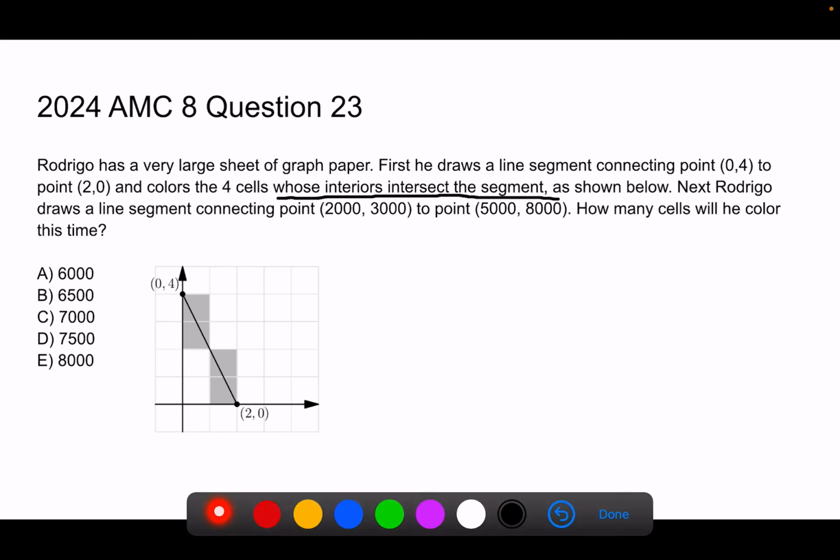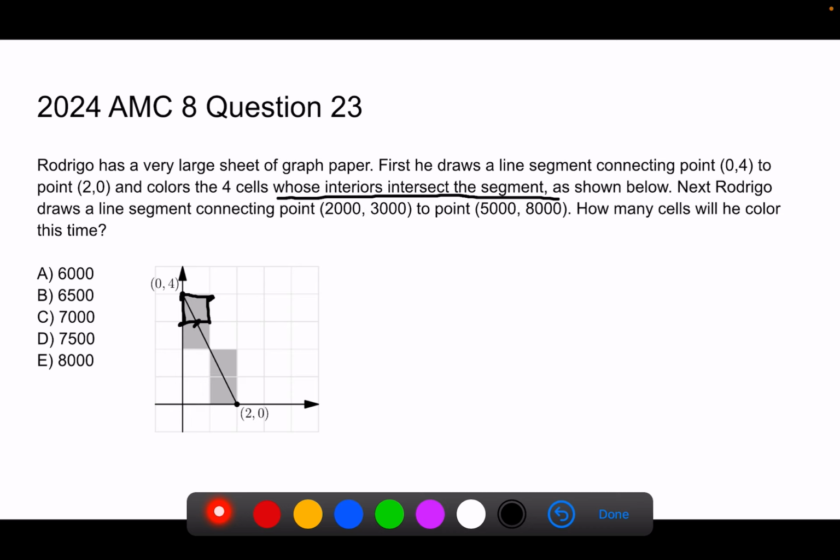"Interiors intersect the segment" is a little bit hard to understand just by reading the words. But we have a picture, so we can use this as an opportunity to make sure we understand what's going on. Start from (0, 4). Go to (2, 0). You will draw a line. Whenever this line goes through a square, like the first square here, you will color the cell.